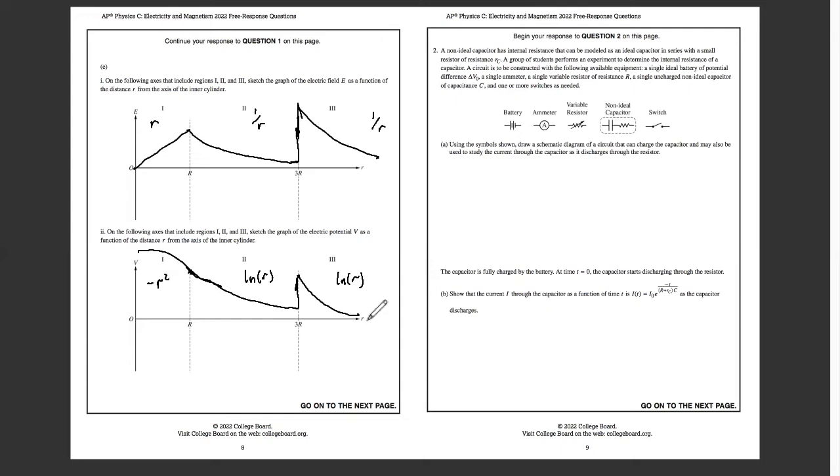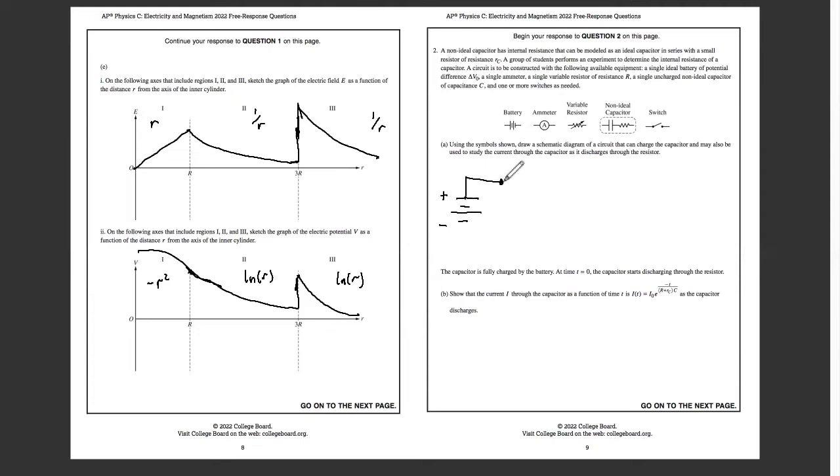Moving on to question number 2, we are given a circuits problem where we have a non-ideal capacitor, which is kind of interesting. Honestly, the first time I've seen a question with that, and a variable resistor. We're asked to draw a diagram that can charge the capacitor and also be used to study the current through the capacitor as it discharges through the resistor. So this is a pretty simple circuit that we have to draw.